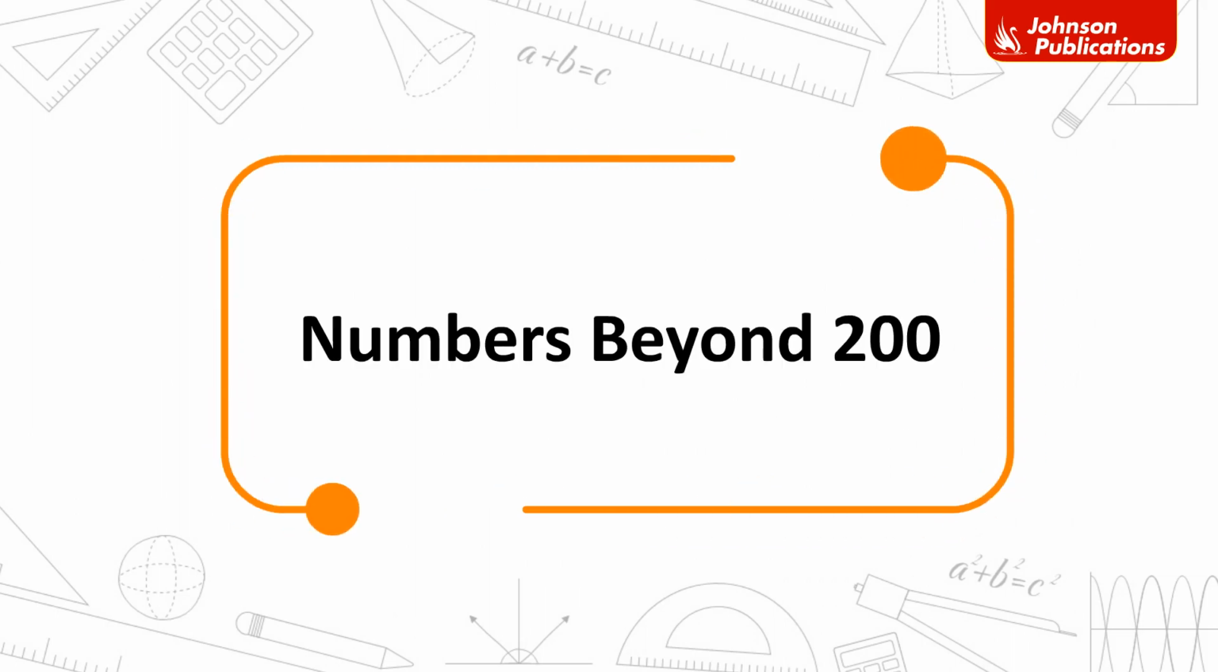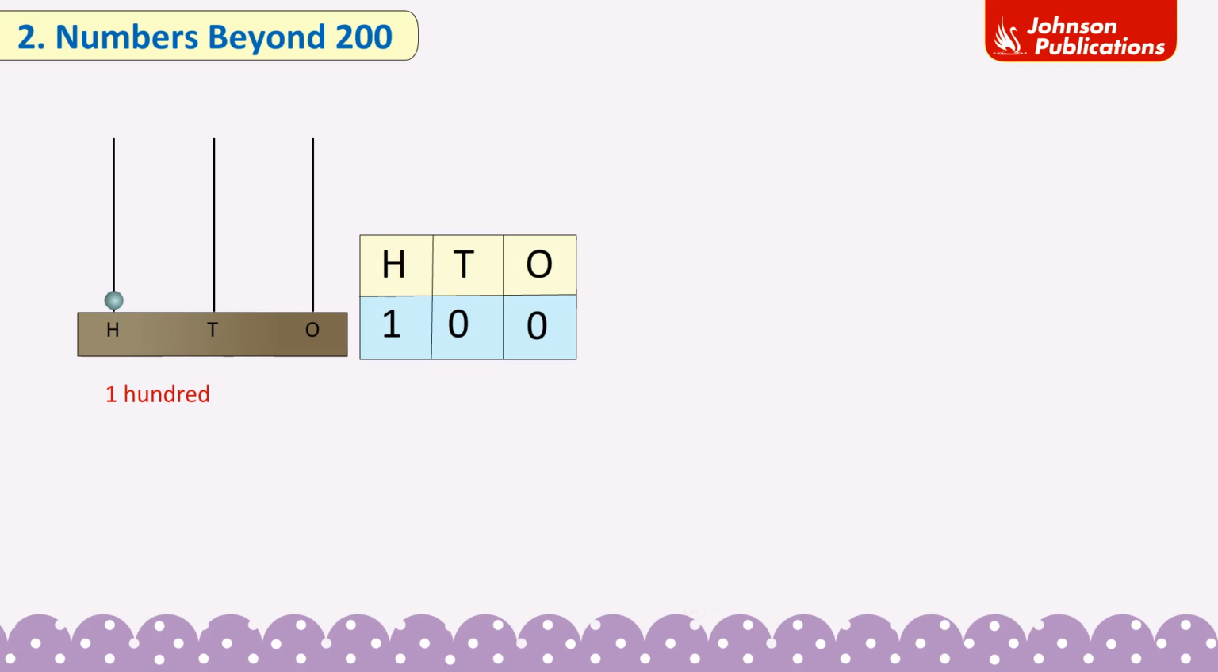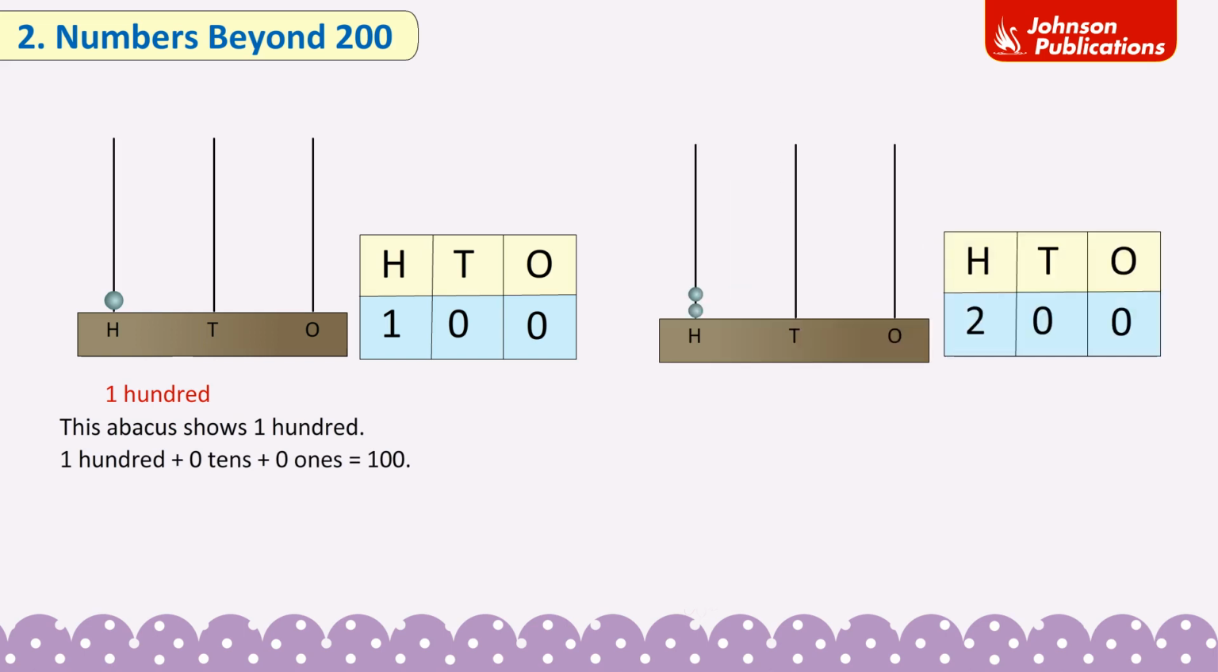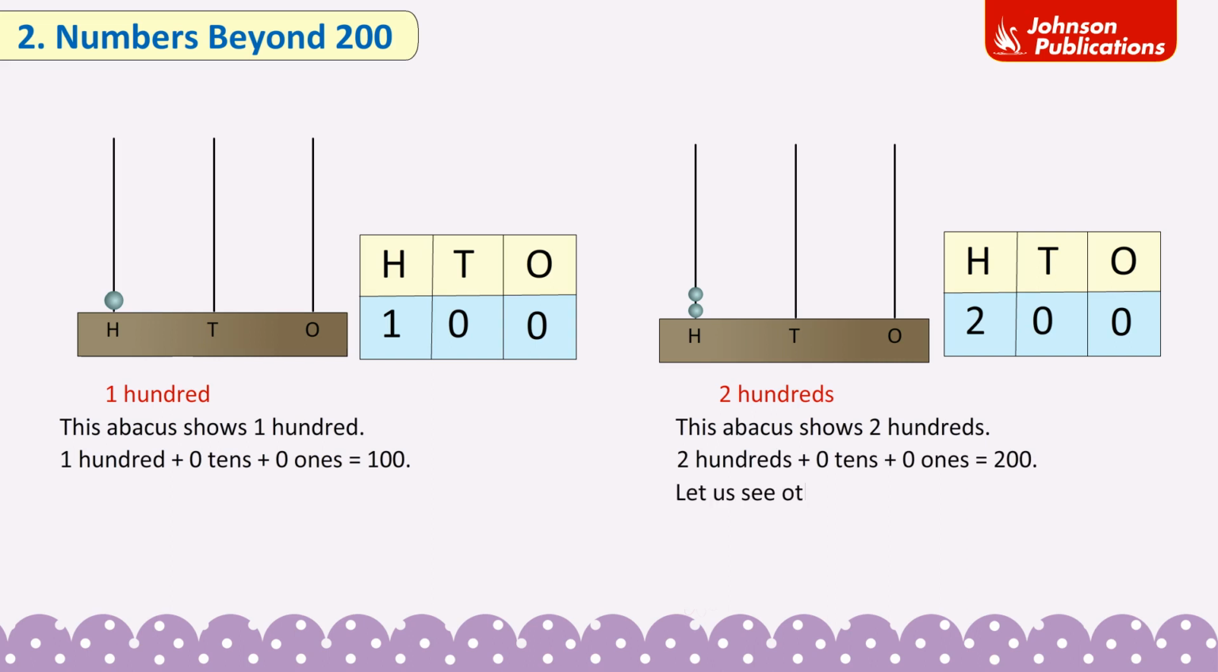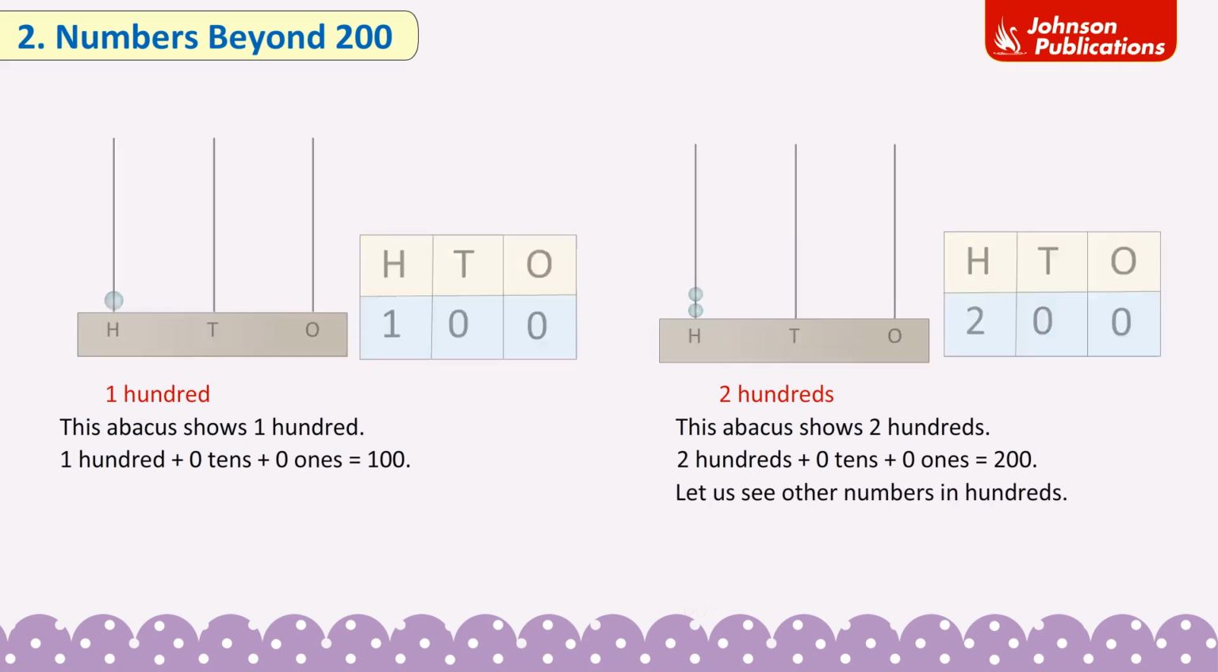Numbers beyond 200. This abacus shows 100. 100 plus 0 tens plus 0 ones is equal to 100. This abacus shows 200. 200 plus 0 tens plus 0 ones is equal to 200. Let us see other numbers in hundreds.